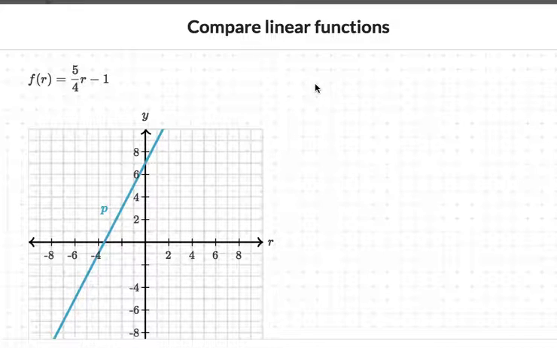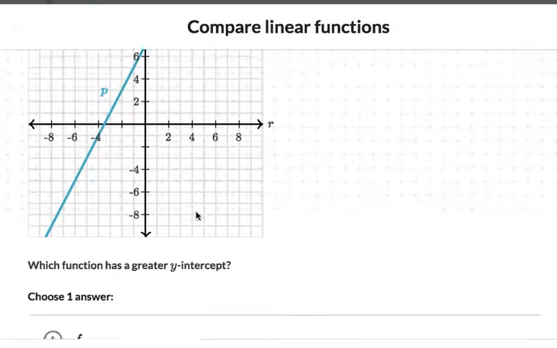So we can actually say that p of r. Notice that this is on the variable r. So p of r has a slope of 2. So it's 2r plus 7 is what our function is in terms of the function p.